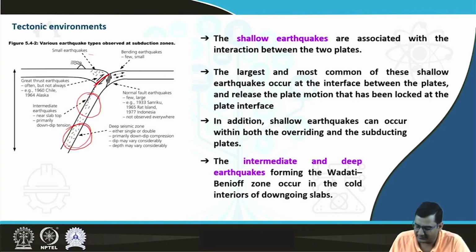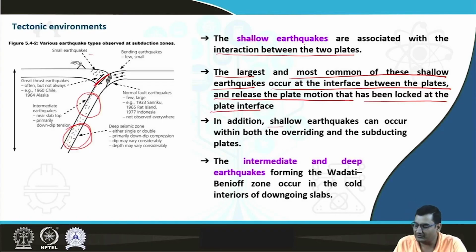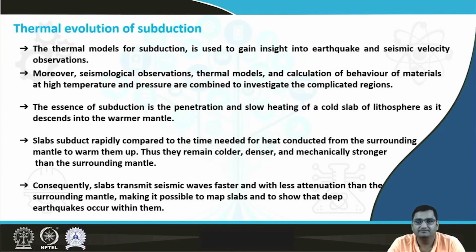So this is what is written here. The shallow earthquakes are associated with the interaction between the two plates. The largest and most common of these shallow earthquakes occur at the interface between the plates and release the plate motion that has been locked at the plate interface. In addition, shallow earthquakes can occur within both the overriding and the subducting plates. The intermediate and the deep earthquakes from the Wadati-Benioff zone occur in the cold interiors of the downgoing slab.